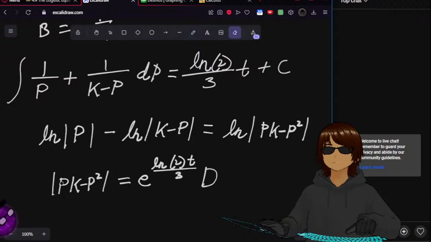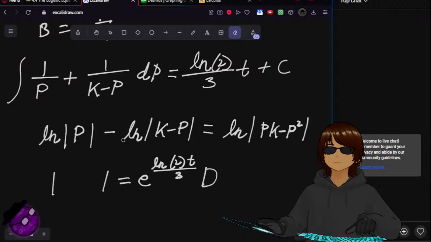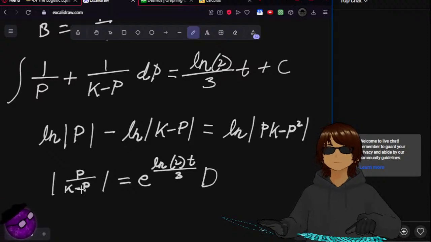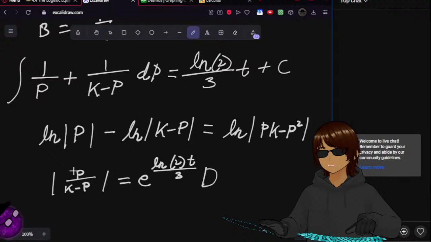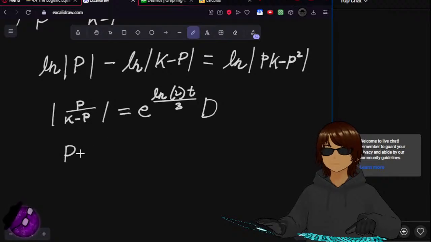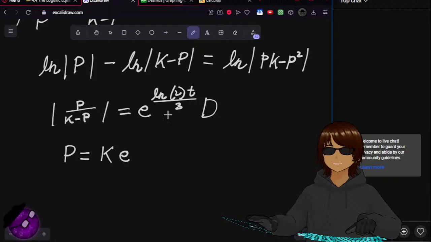So then we are left with... I'm assuming P would never be greater than K, so this will always be positive. Then you're left with P is equal to, bringing K minus P to this side.